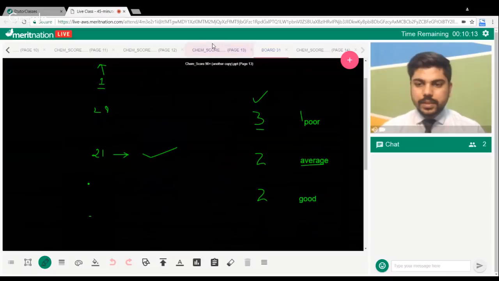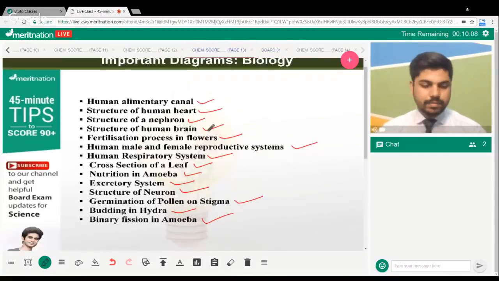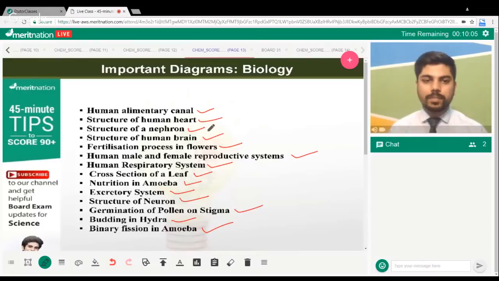Yeah, for biology, I have already discussed that these are the topics that are really very important. You can skip others also. But yeah, if you have prepared all of these, then only go for the structure of the brain. Okay, you should keep these diagrams at your highest priority, then only go for the other ones. Okay, all right.